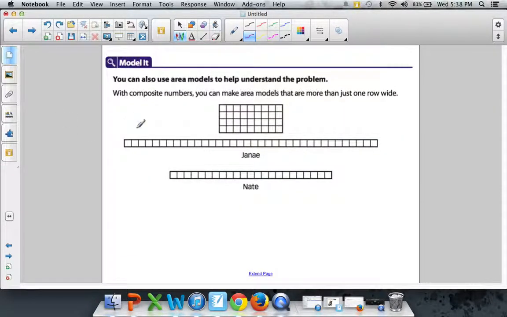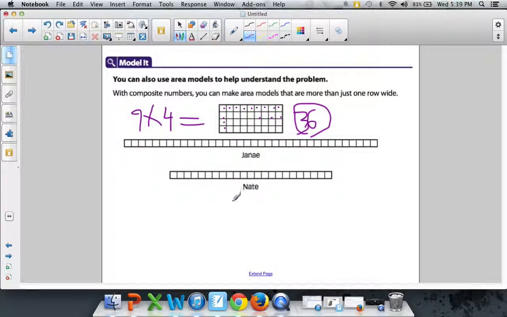You can also use area models to help understand the problem. With composite numbers, you can make area models that are more than just 1 row wide. For example, see how all of these in a row, if you added them all up, they would equal Janae's number of 36, because it's 1, 2, 3, 4, 5, 6, 7, 8, 9, and then going down it's 1, 2, 3, 4. 9 times 4 equals 36.